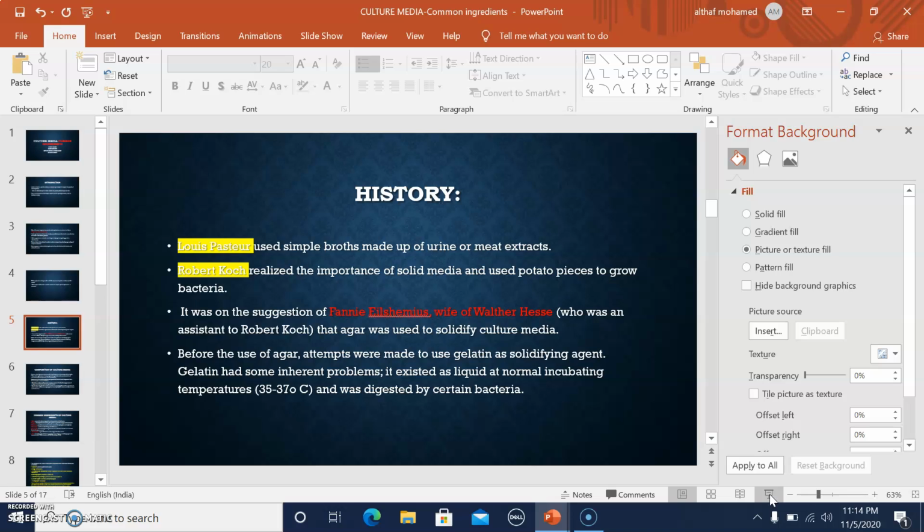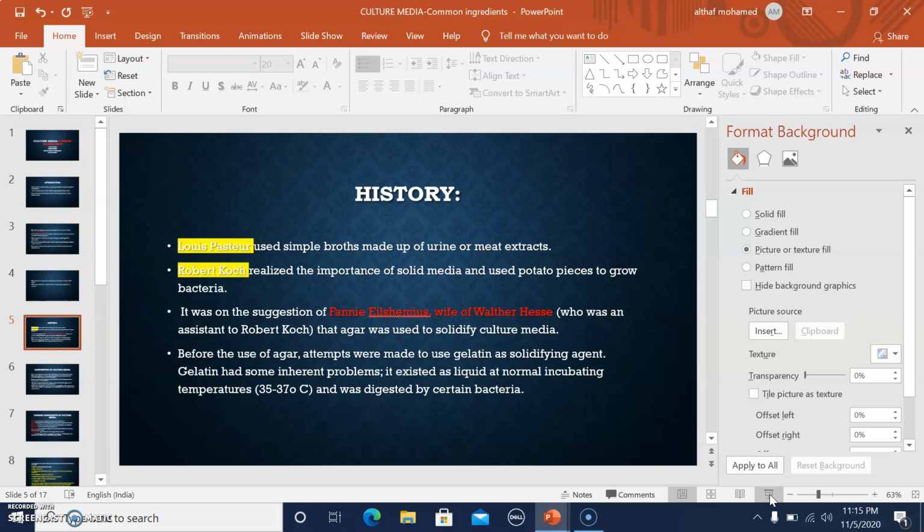So coming to the history, Louis Pasteur used simple broths made up of either urine or meat extracts. And Robert Koch realized the importance of solid media and used potato pieces to grow bacteria. It was on the suggestion of Fanny Hesse, wife of Walter Hesse, who was an assistant to Robert Koch, that agar was used to solidify culture media.